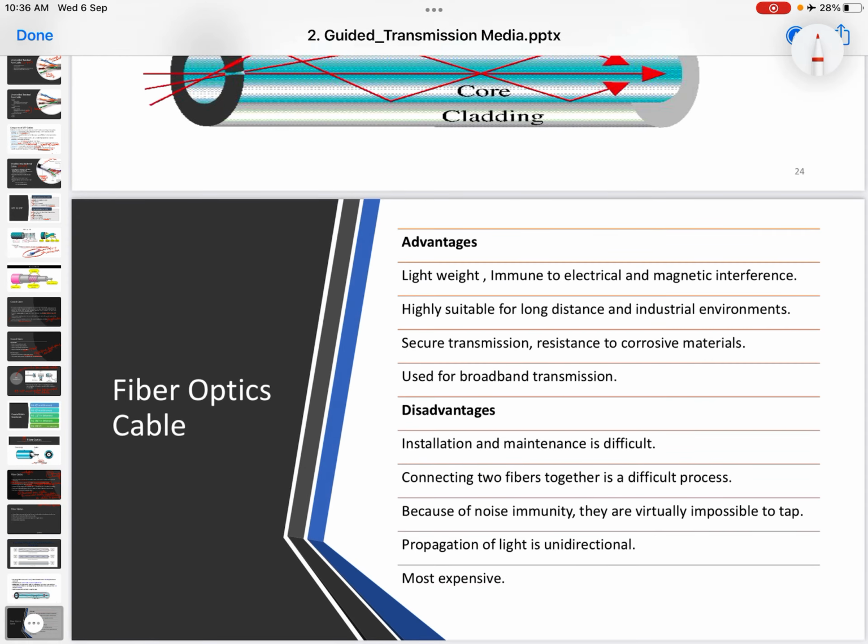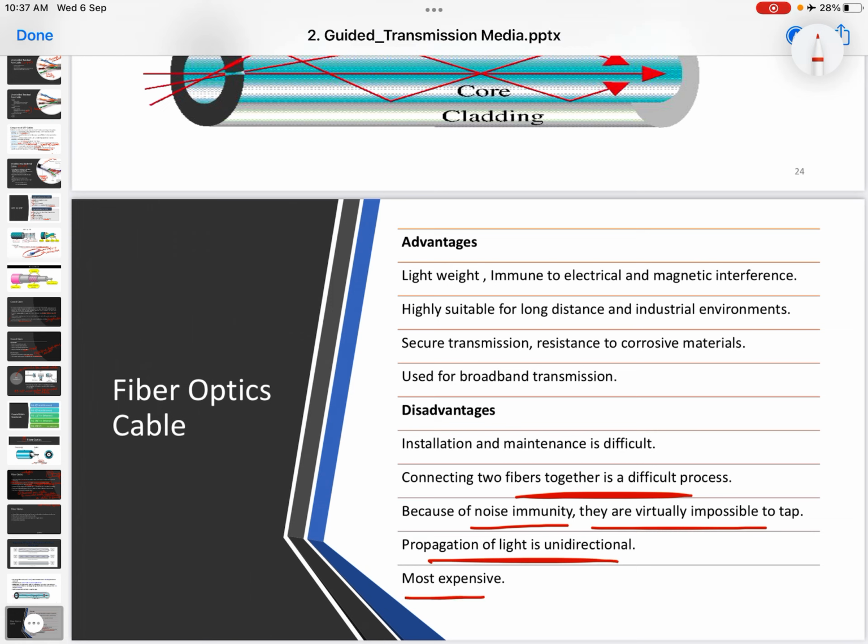So what are the fiber optic cable advantages? It is lightweight, immune to electrical and magnetic interference, highly suitable for long distance and electrical environments, secure transmission, resistant to corrosive materials, and used for broadband transmission. Disadvantages are that installation and maintenance is difficult. Connecting two fibers together is a difficult process. Because of noise immunity, they are virtually impossible to tap. Propagation of light is unidirectional and it is most expensive.